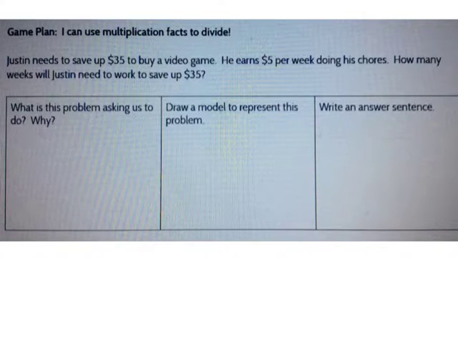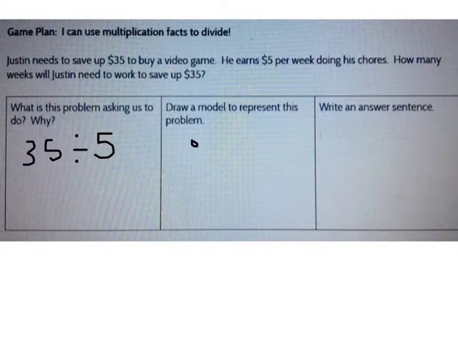Well, this problem is asking us to divide $35 into groups of $5 and see how many groups of 5 are inside that 35. We need to divide because we're splitting $35 into equal groups. Now I can draw a model to represent this problem. I can draw rows of 5 until I get to 35. Do that on your paper now.